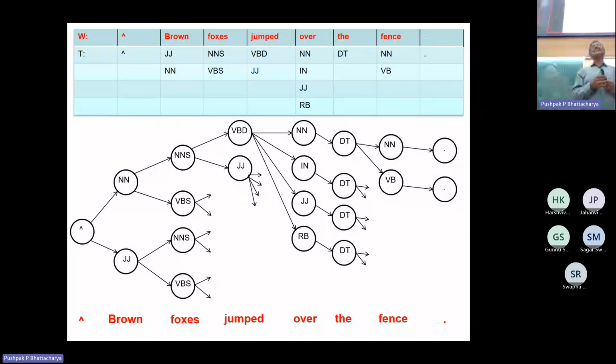The is a determinant, yes. The is a determinant. Yeah, it is a noun. Okay. Then fence can be both noun and verb. And finally, the dot. Okay.